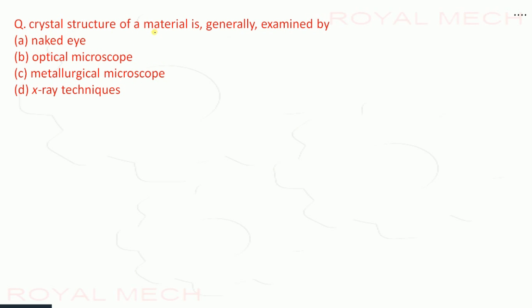Crystal structure of a material is generally examined by: naked eye, optical microscope, metallurgical microscope, X-ray technique. So, crystal structure of a material is examined by X-ray technique. Therefore, option D is the correct option.